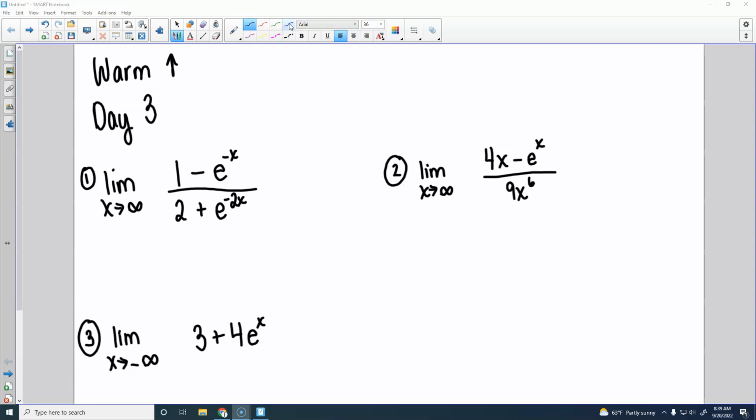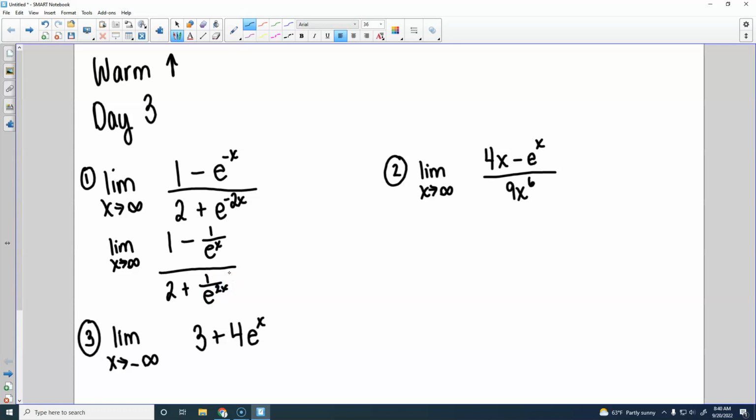Negative exponents. How can we rewrite negative exponents? 1 over, right? And we can't send these to the other side of the fraction bar because we have those plus and minus signs. So we could write it like this: 1 minus 1 over e to the x, minus 2 plus 1 over e to the 2x.